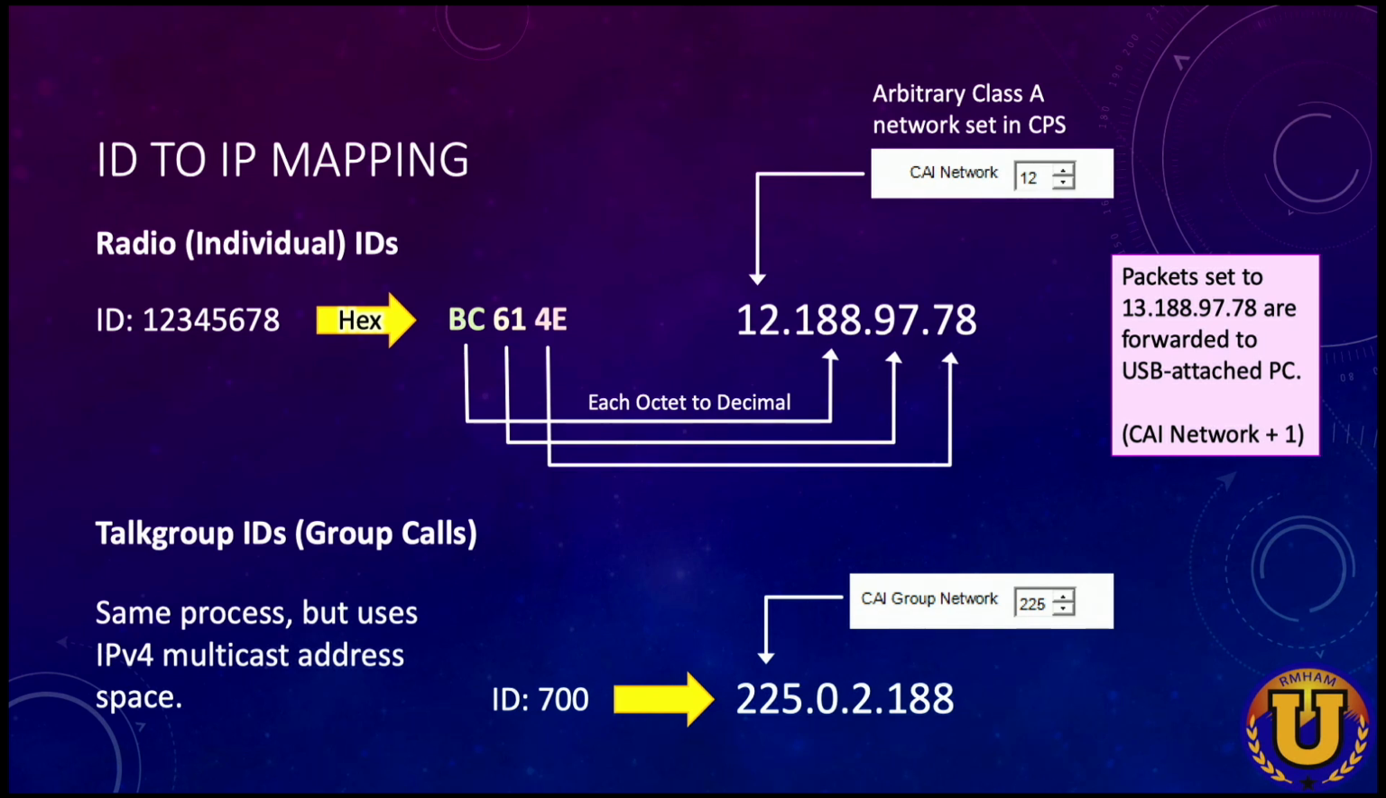So the 13 dot. The DMR specification says that if you take the CAI network number, which is 12 in our example, and you add 1 to it, that becomes the IP address of the, quote, accessory attached to the radio. So in our case, that's going to be a laptop connected via USB to the radio. That laptop basically assumes the IP address of 13 dot whatever. And then 12 refers to the radio specifically.